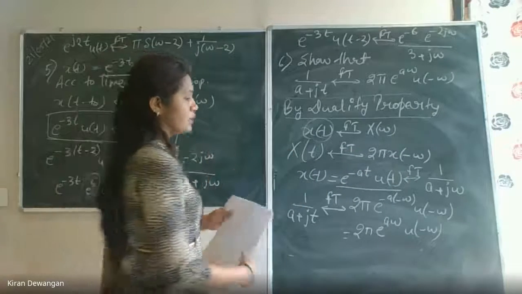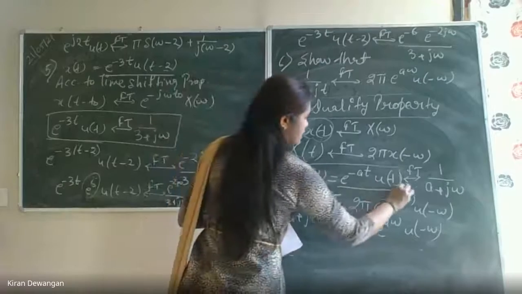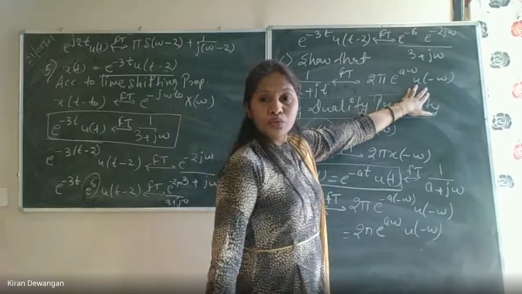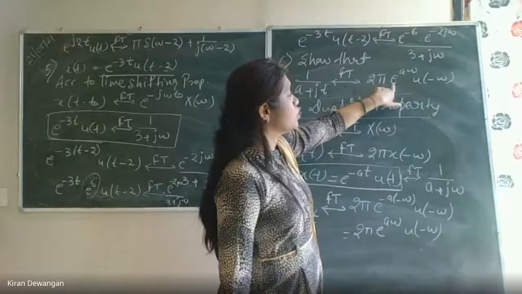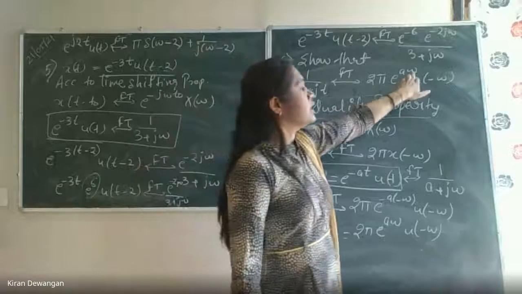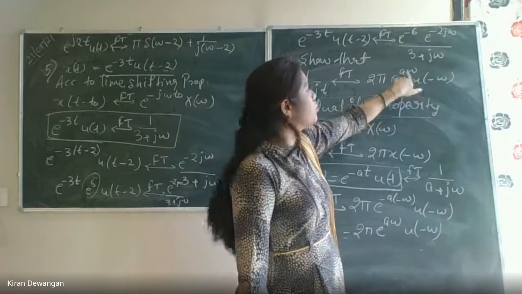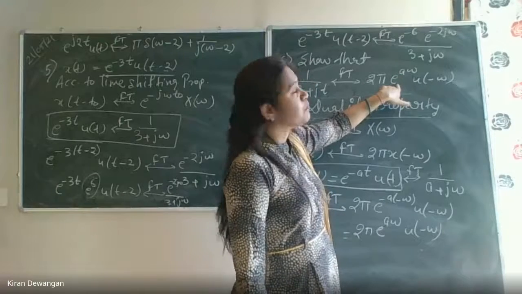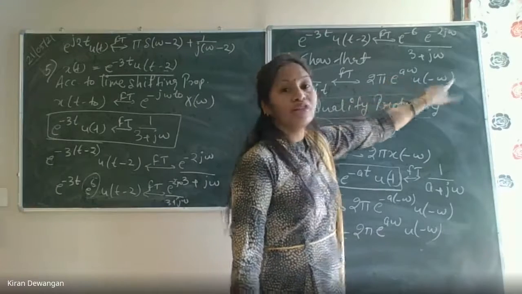The thing is that we just need to understand what x(t) we have to take. From here we can make out what should be our x(t). Here it is given 2π by e to the power a omega u of minus omega. Now here we have to replace omega t by minus omega. So that's it. It is very simple. It will become e to the power minus at u(t).